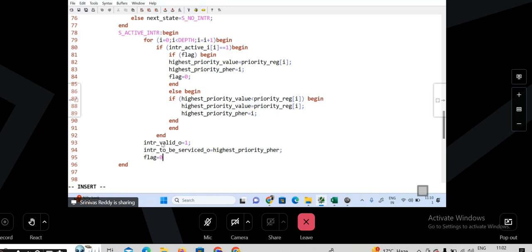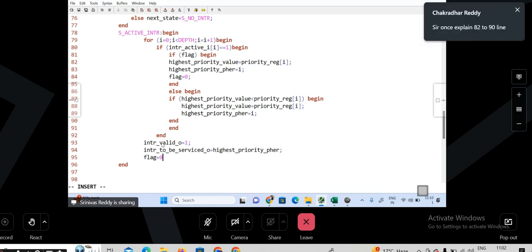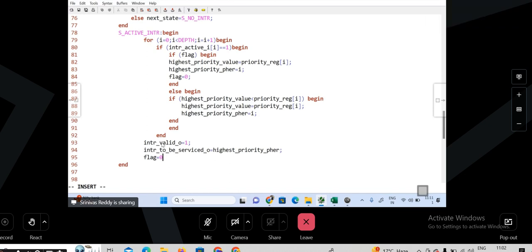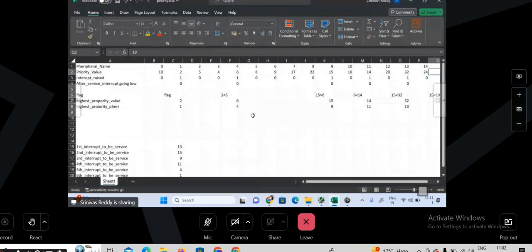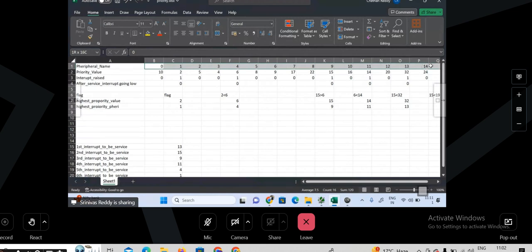What is the priority register? Depth is 16. Width is how much? 4. 3 down to 0 means 4. Priority register of i0 means it will get the first one, 1 means second one, 2 means 0, 1, 2, and so on. Here, if this interrupt active is equal to 1 only, I'm going to this. Again, here I'm checking if flag is equal to 1. Highest priority value is equal to priority register of i. Now, what is the value of this, you tell me?